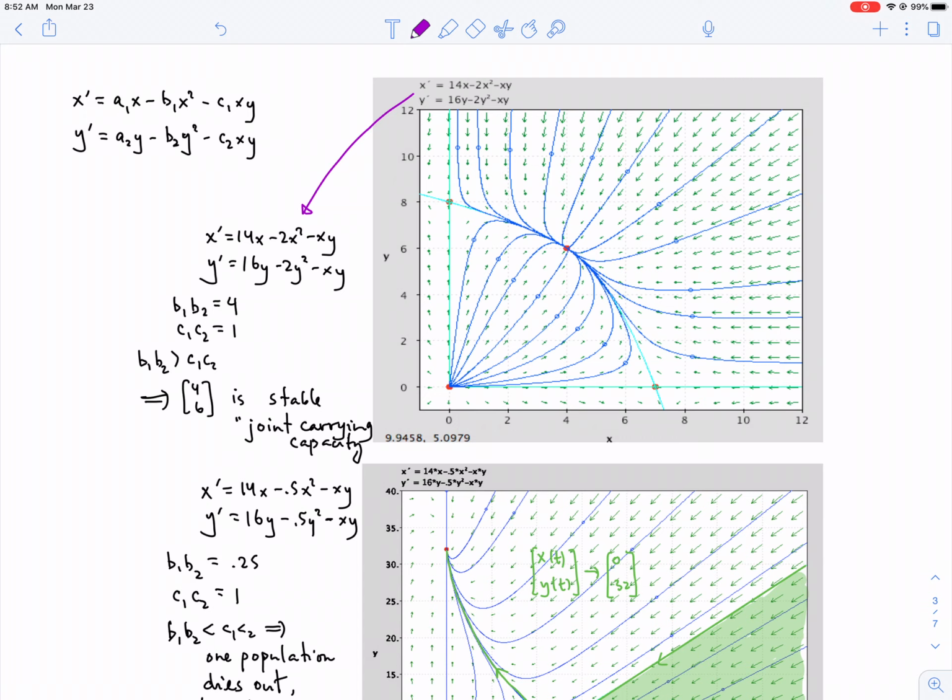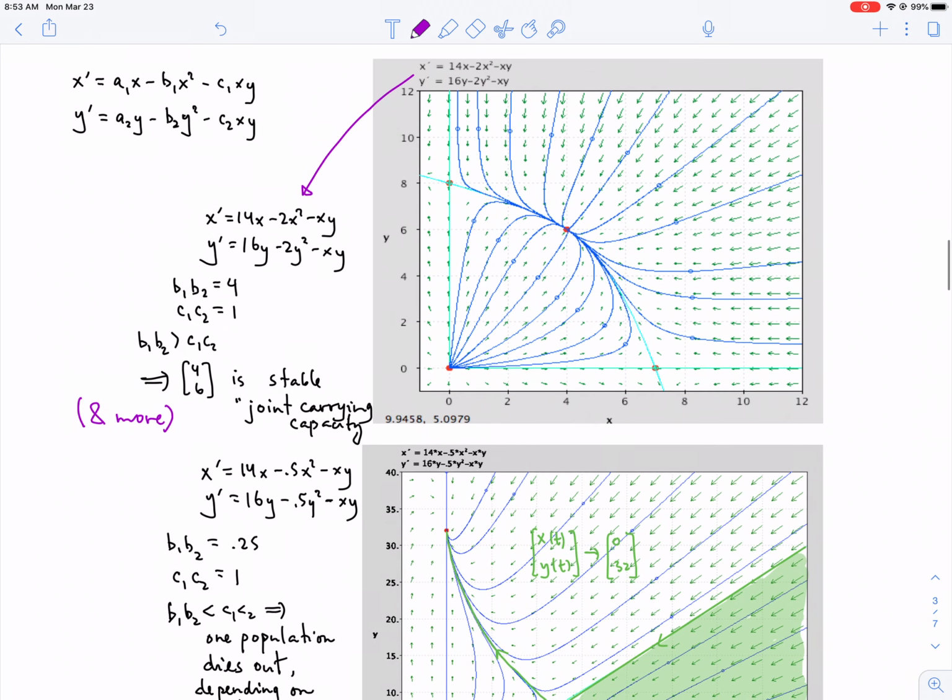The product B1, B2 of the logistic factors is 4. The product of the competitive factors is 1. 4 is bigger than 1. And as a result, 4, 6 is stable. And in fact, it's asymptotically stable, and it's a global attractor for any initial point in the first quadrant, as the phase plane indicates. Okay.